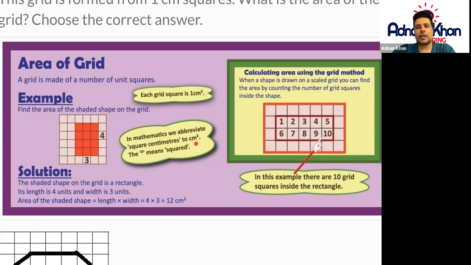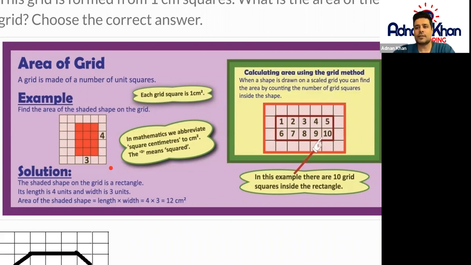So the shaded shape on the grid is a rectangle. Its length is 4 units and width is 3 units. Area of the shaded shape will be length times width, and it's 4 times 3, which equals 12 centimeters squared. A shape like this, you can also count the squares as well. So if you count the squares, 1, 2, 3, 4, 5, 6, 7, 8, 9, 10, 11, 12, you can also work out that this grid has 12 squares that are shaded red. And the answer is going to be 12 centimeters squared.